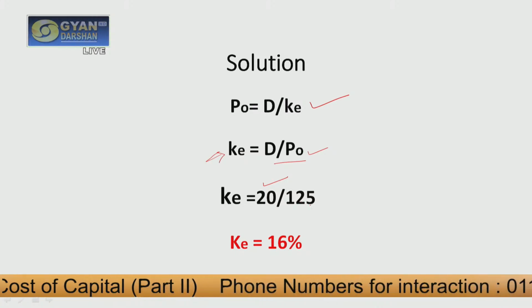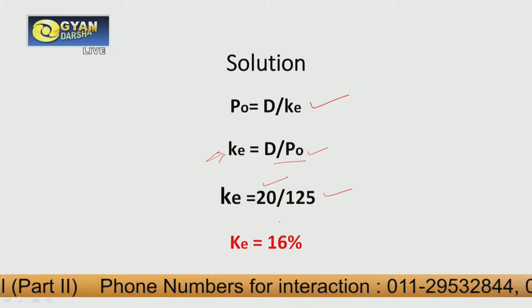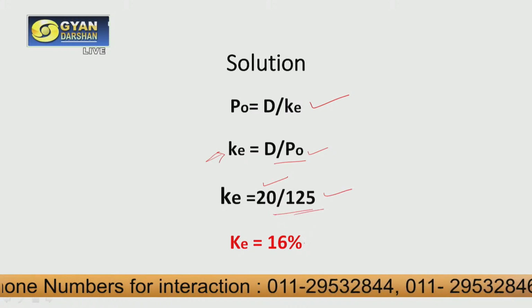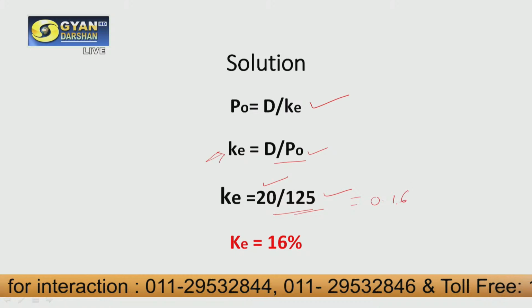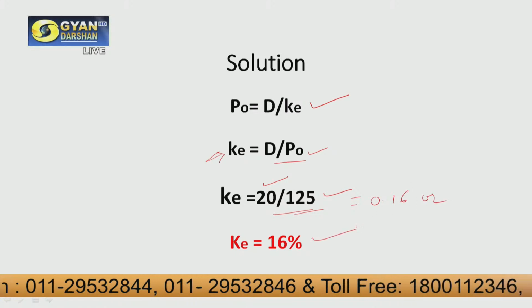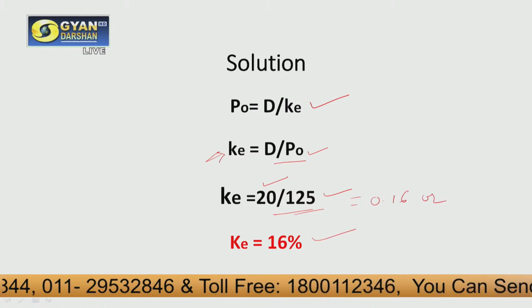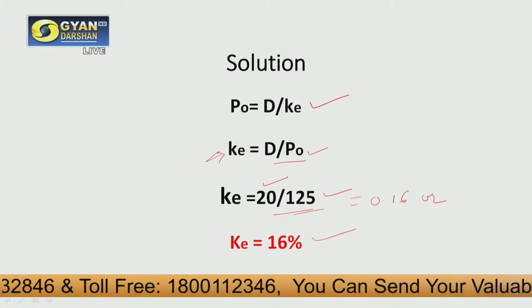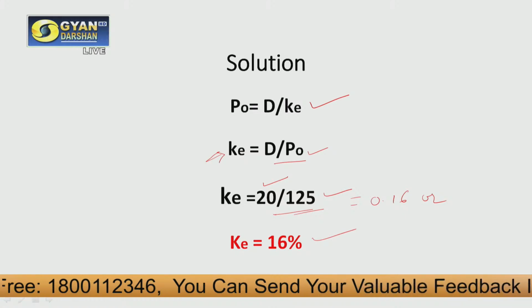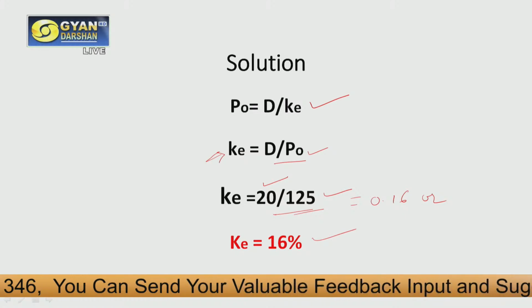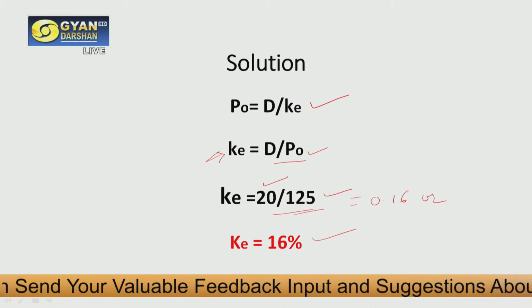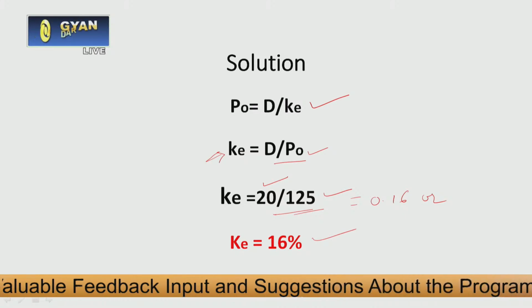Our value of share is 125 rupees. So 20 divided by 125 is 0.16, or this can be written in percentage form as 16%. So in this case, when the dividend growth rate is 0 or no growth is there, our cost of equity is 16%.